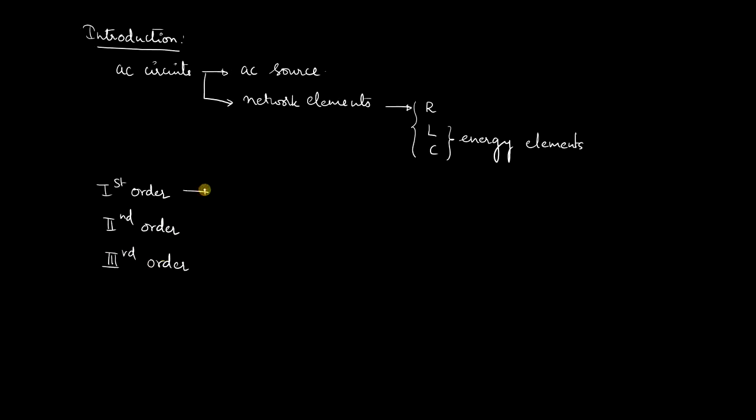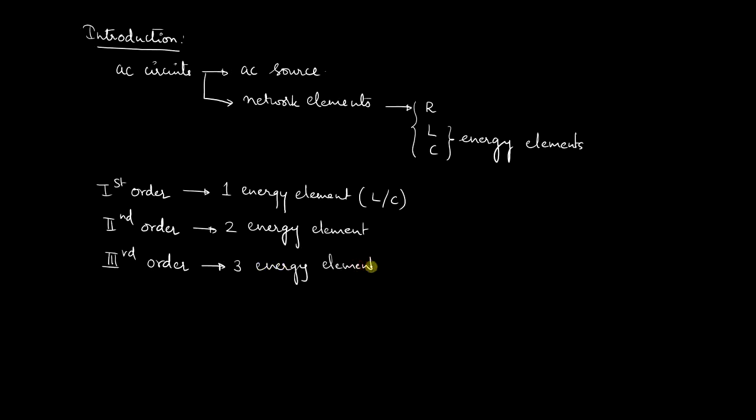A first order circuit is one where you have one energy element. It could be either an inductor or a capacitor. Only a single energy element is present. Second order circuits are where you have two energy elements. In this case, you can have two inductors, two capacitors, or one inductor and one capacitor. Third order circuits are the ones where you have three energy elements. Again, in this case, we can have two capacitors and one inductor, or one capacitor and two inductors. So the combination can be different, but mainly the number of energy elements is important.